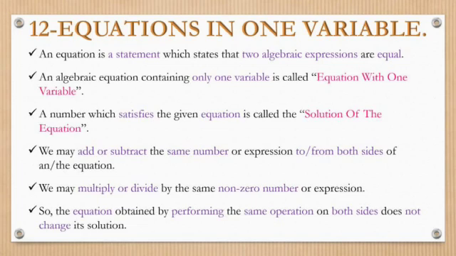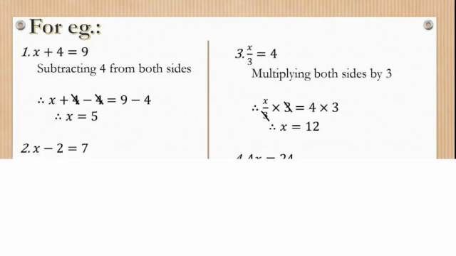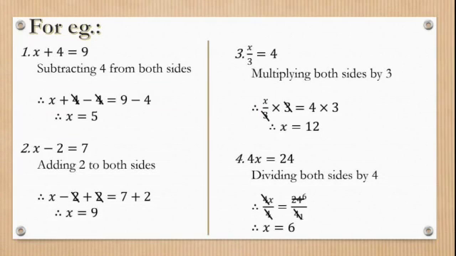We may add or subtract the same number or expression from both sides of the equation. We may multiply or divide by the same non-zero number or expression. So, the equation obtained by performing the same operation on both sides does not change its solution. There are some methods to solve the equations. We can add or subtract or multiply or divide by the same number to both sides of the equation. Let's see through these examples.